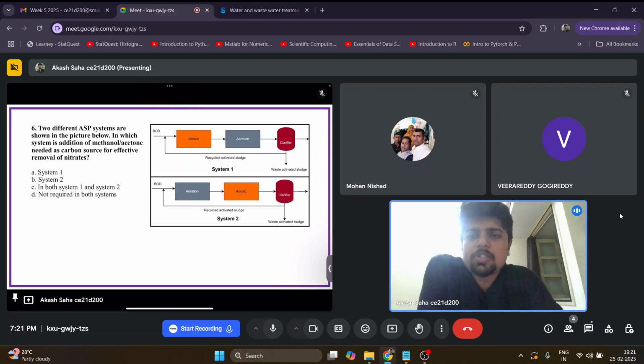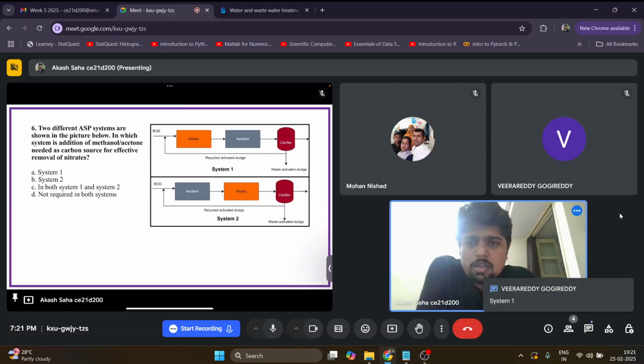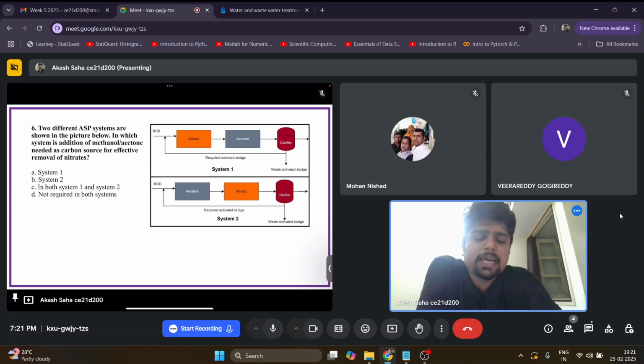In both the systems, everything is the same. Only the placement of the aeration tank and the anoxic tank is different. In the first one, the anoxic tank is before the aeration tank. In the second one, the anoxic tank is after the aeration tank. So what do you think will be the major challenge of keeping the anoxic tank before or after the aeration? By that logic, you will be able to answer the system.